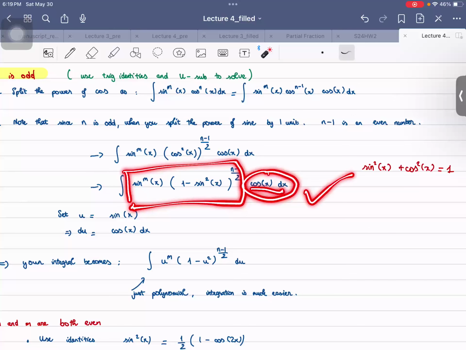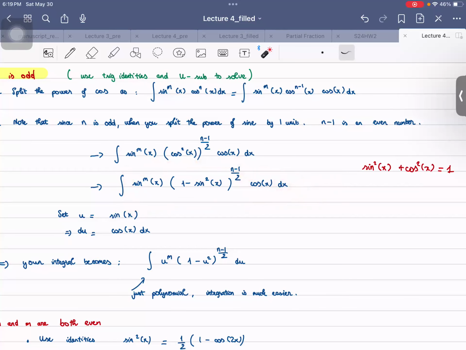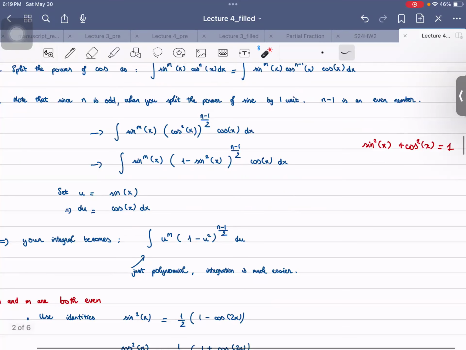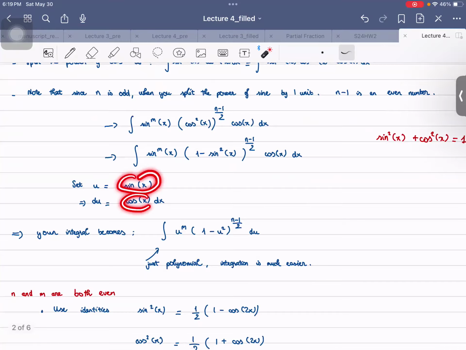So this is the perfect situation to use the u substitution. You just need to set u equal to sine of x. So we have du equal to cosine of x dx, because the derivative of sine is cosine. Then you can rewrite this into an integral in terms of u. Sine to the power of m will be u to the power of m, since sine of x is u.